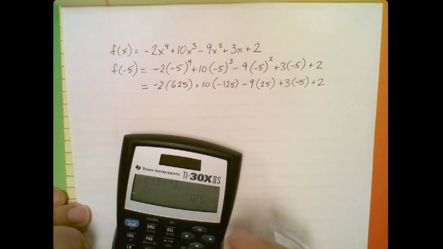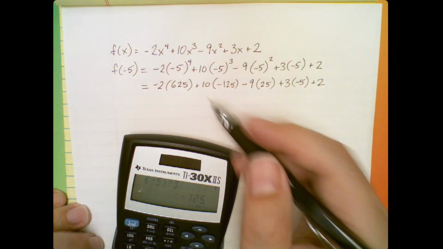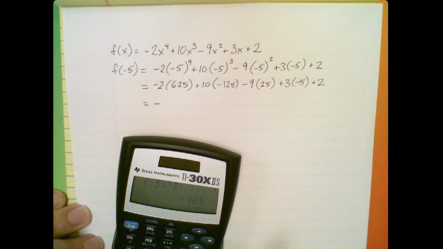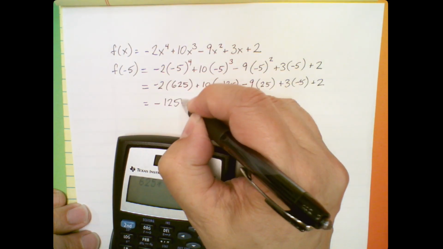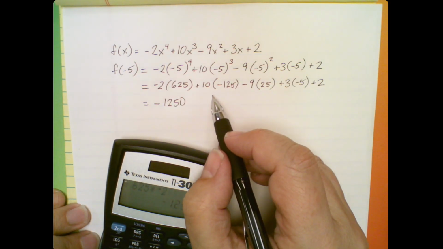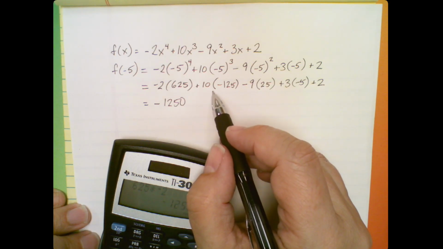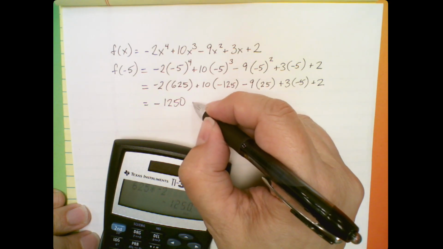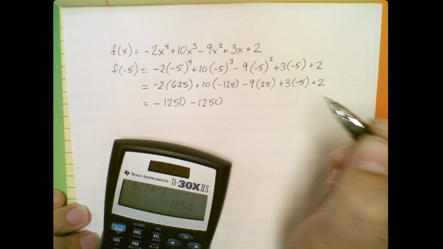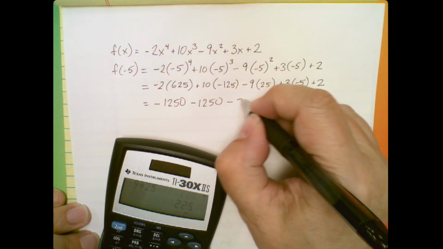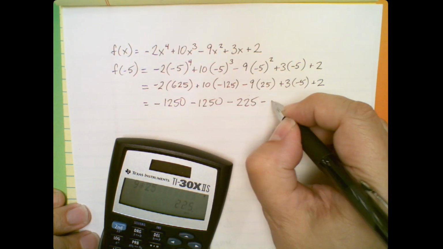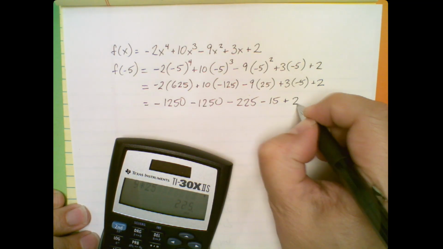Now I got to do some multiplications. What on earth is negative 2 times 625? Well, I know it's going to be negative. 625 times negative 2 is negative 1,250. This is going to be plus 10 times negative 125. That's also negative 1,250. This is, let's see, not minus 9 times 25. 9 times 25, I think, is 225. Yes, minus 225. Minus 15 plus 2.